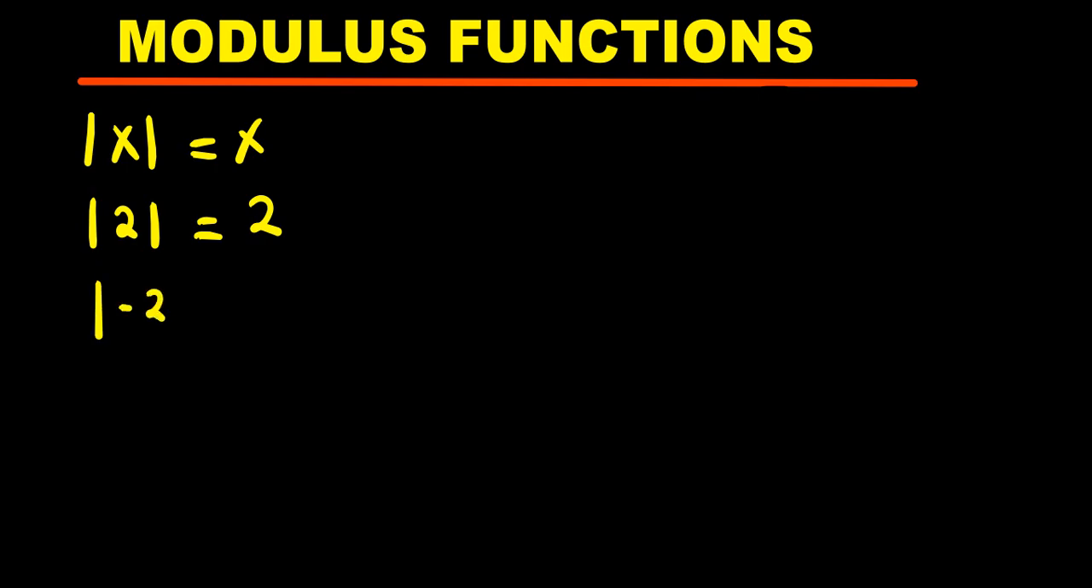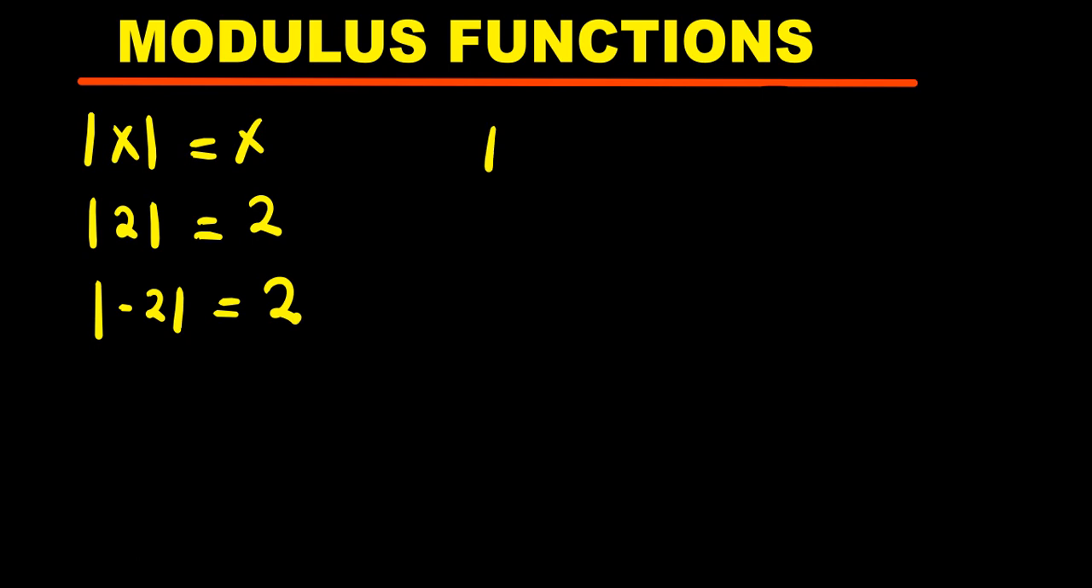Now let me talk about what I wanted to talk about. If you're given the modulus of x, the answer will just be x. When you're given the modulus of 2, the answer will just be 2. When you're given the modulus of -2, the answer will just be 2. Whether it's negative or positive, a modulus or the absolute value function will still give you a positive number.